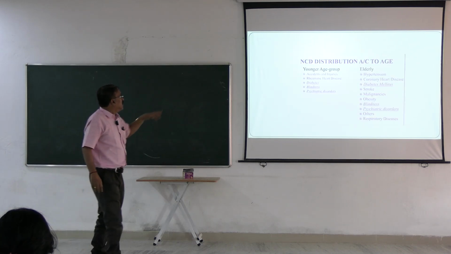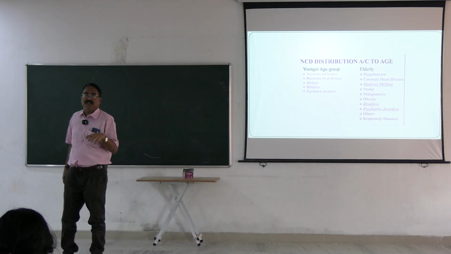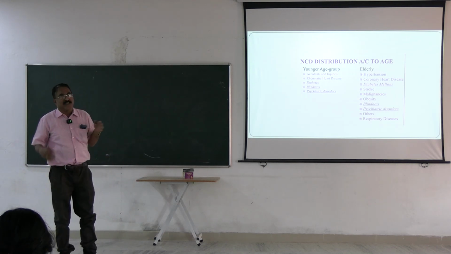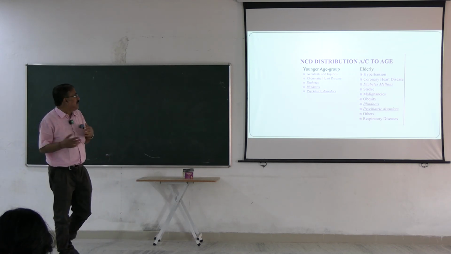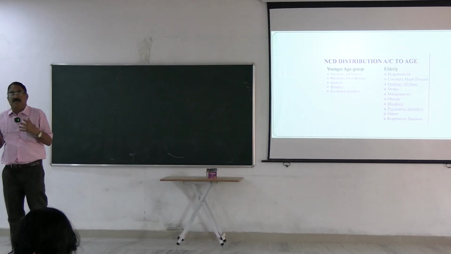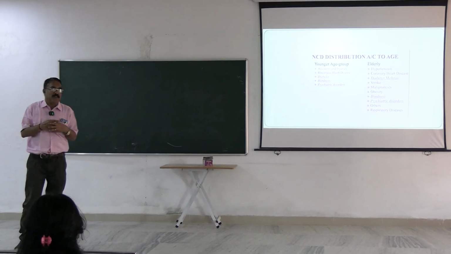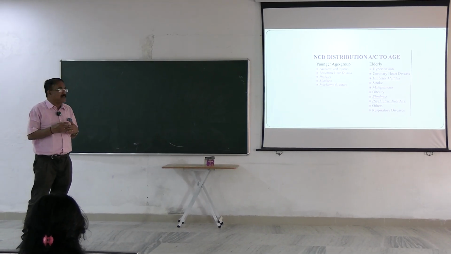Next. So, non-communicable disease distribution according to age. In the younger age group, you have accidents and injuries. That's also a non-communicable disease, by the way. Rheumatic heart disease. Diabetes, though we previously used to say diabetes occurs in older people, it can happen in the younger people also. Then you have psychiatric illness, blindness.